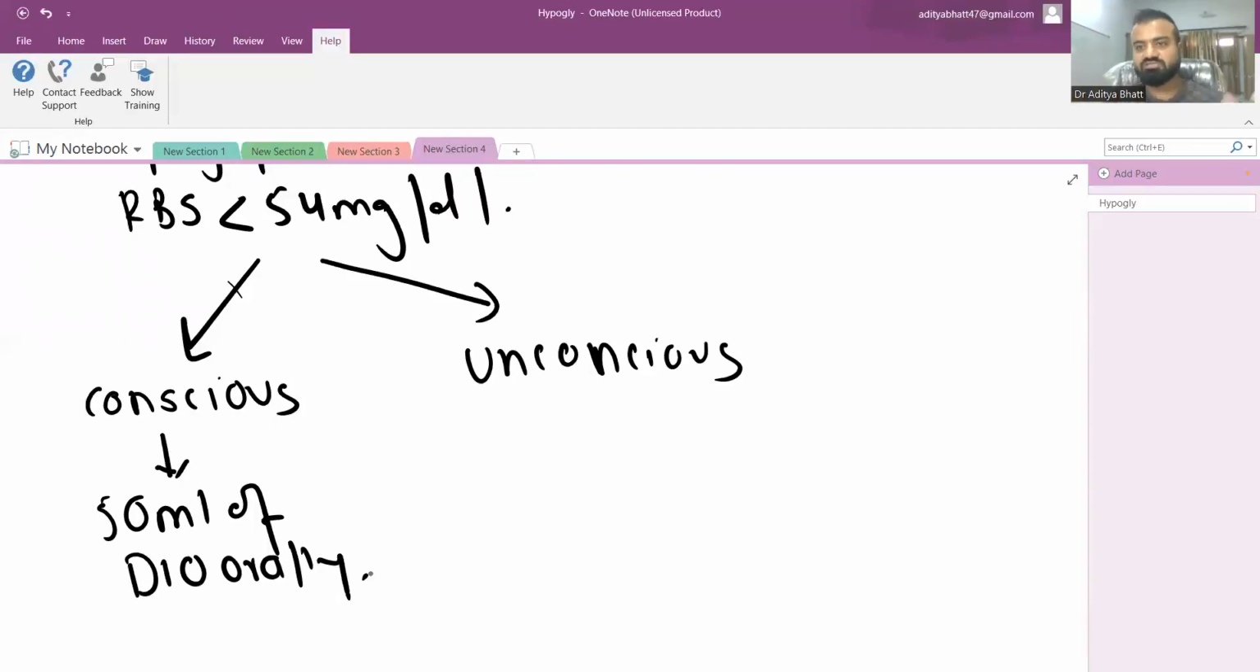And if the child is conscious but not able to take the feed, then you can put an infant feeding tube or the Ryle's tube according to the age, and then you have to give this 50 ml of D10 again, and then start F75 feeding if the RBS is normalized.